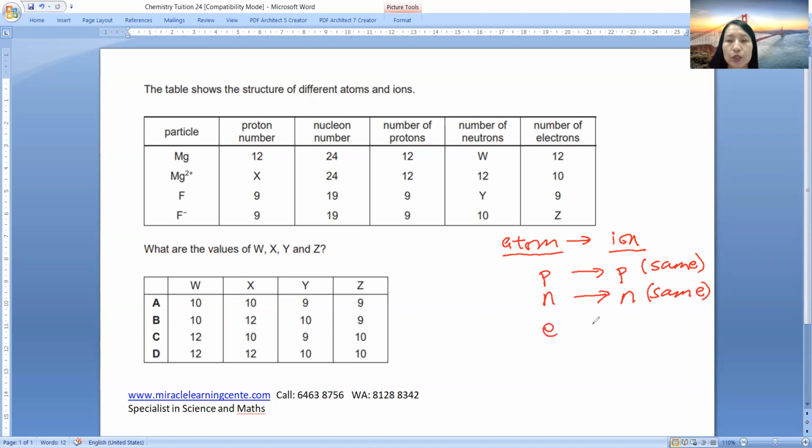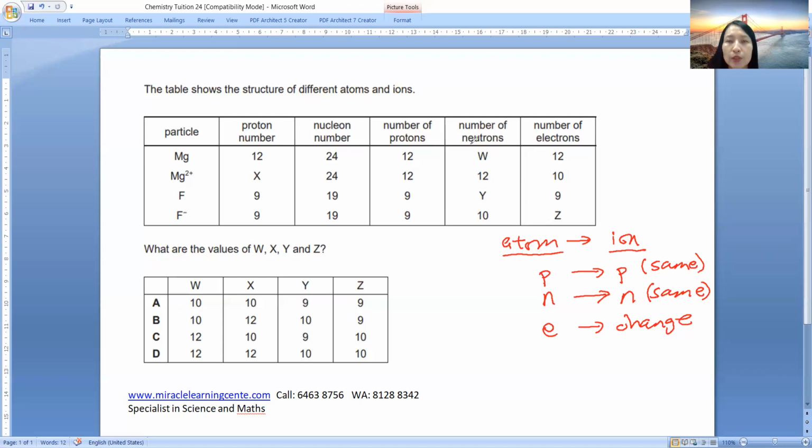How about the number of electrons? Does it change or does it remain the same? Yes, you're correct. It changes. So the number of electrons is either decreased or increased when it becomes an ion, either gaining or losing an electron. Okay, from this knowledge, we can find out what is W, X, Y, and Z.